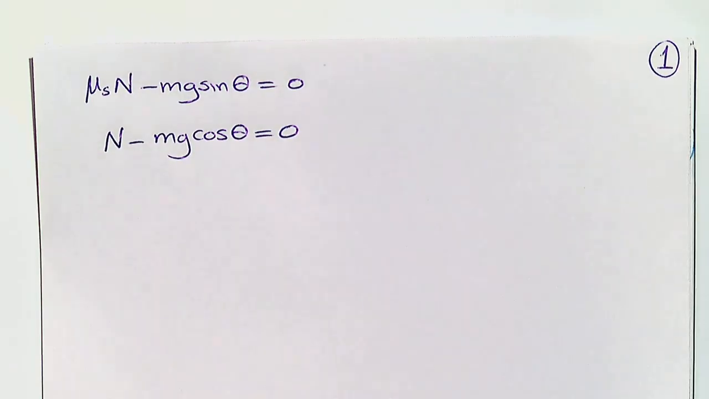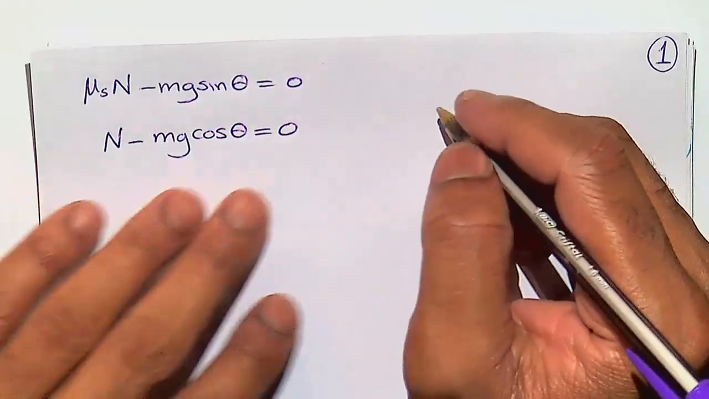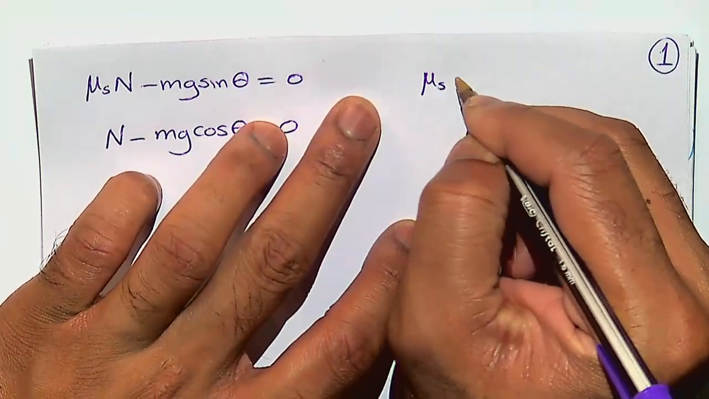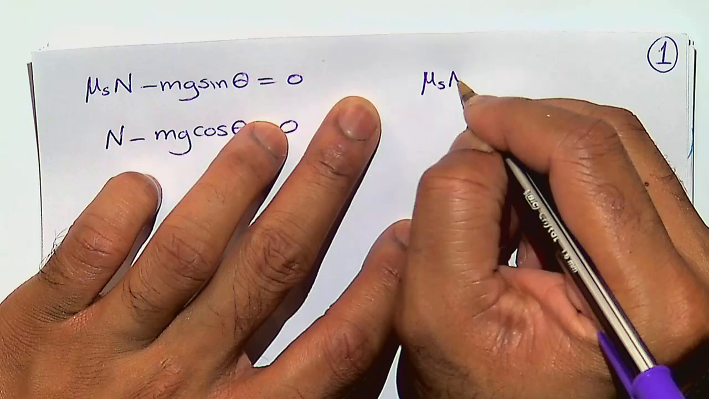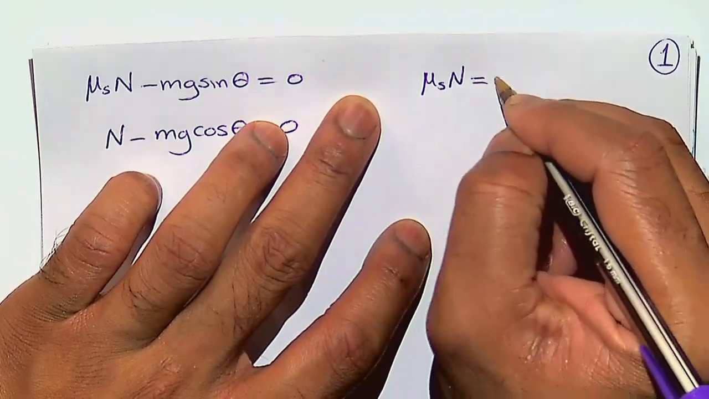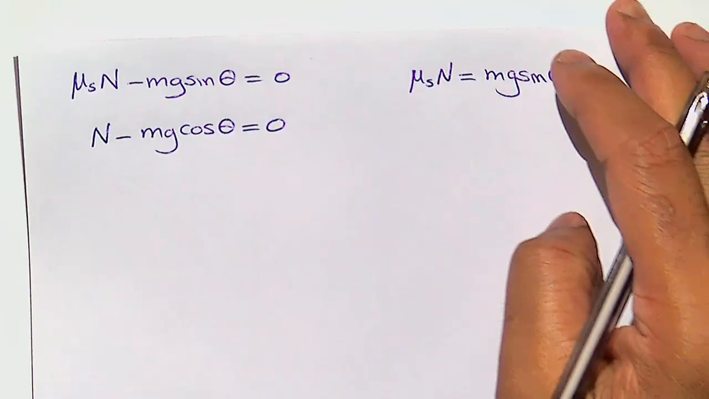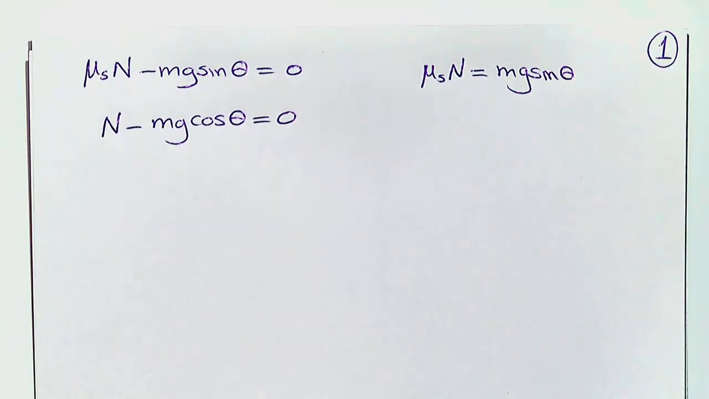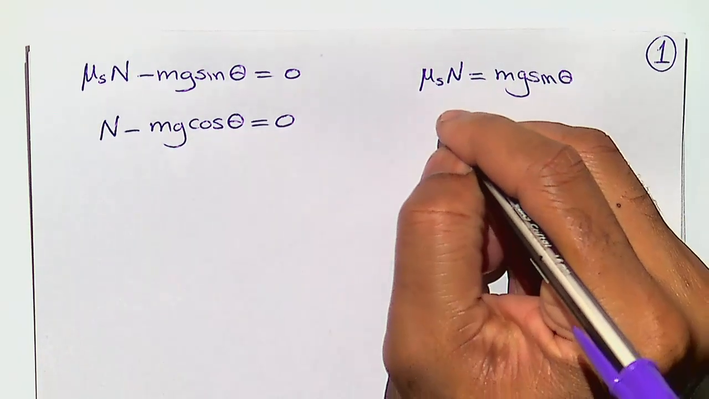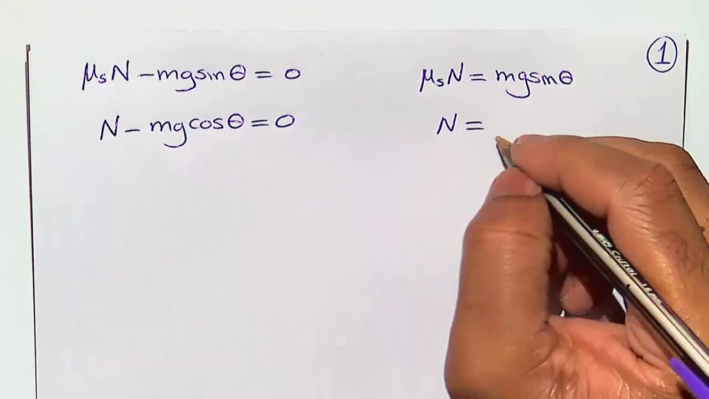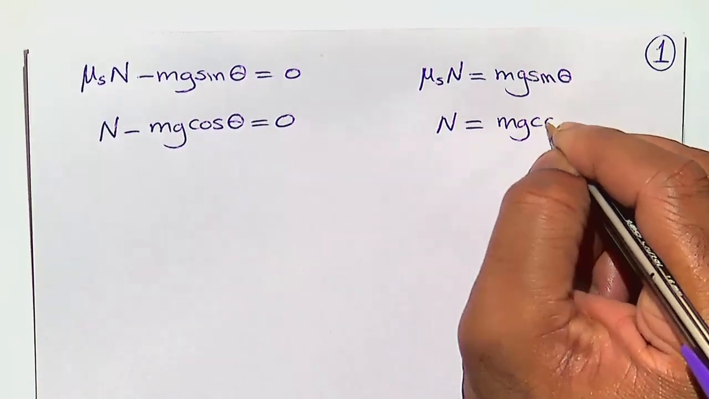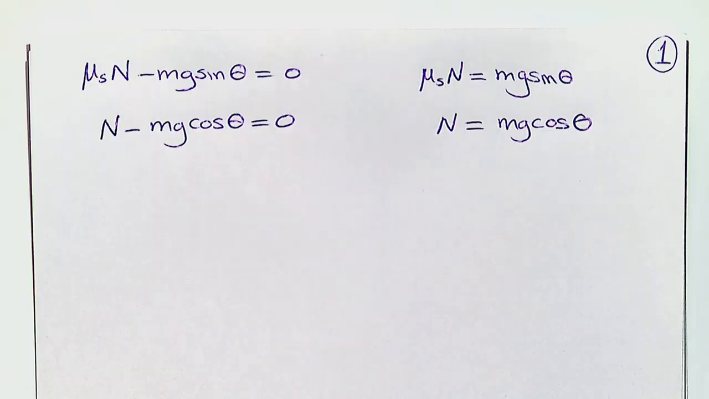Okay, let's solve this. What I'm going to do is move the terms. So I get mu s times N is equal to mg sine of theta. Make sure you're following and doing this yourself, because as I do algebra, I could miss something. I could miss a minus sign. So don't just write it down. Be checking me as you do it. So normal force is equal to, rewriting this equation, mg cosine of theta.